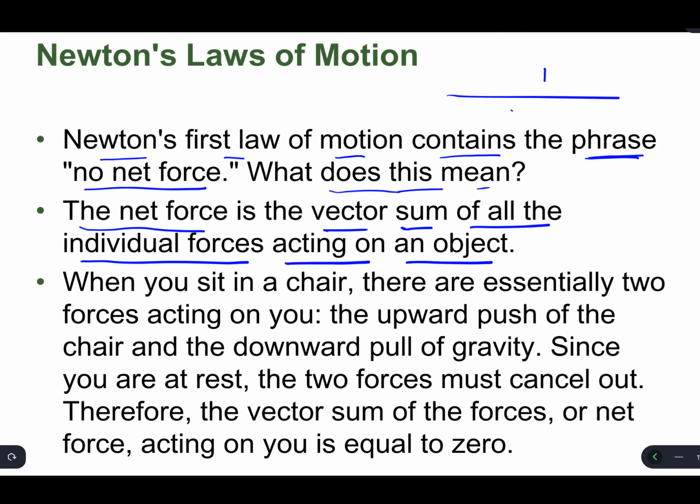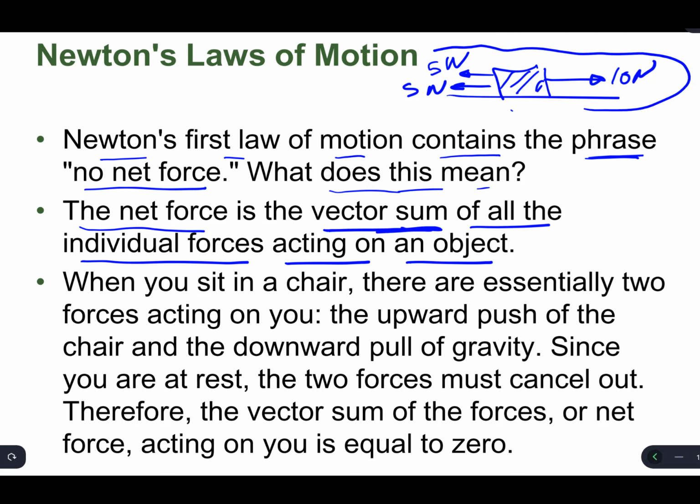Imagine that I have an object or a box. There is a force to the right of 10 Newton, and a force toward the left of 5 Newton, and another force toward the left of 5 Newton. So when you try to get the vector summation for all forces acting on the box, the summation equals zero. So the net force acting on the object is zero.